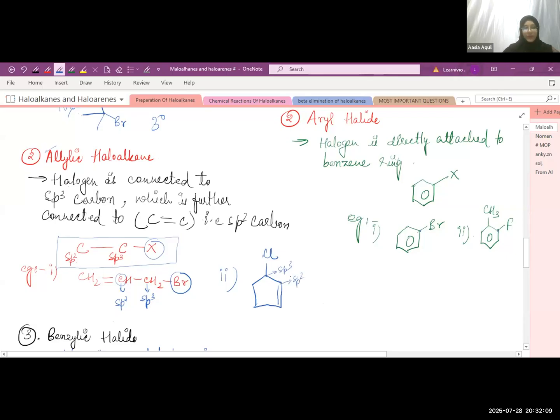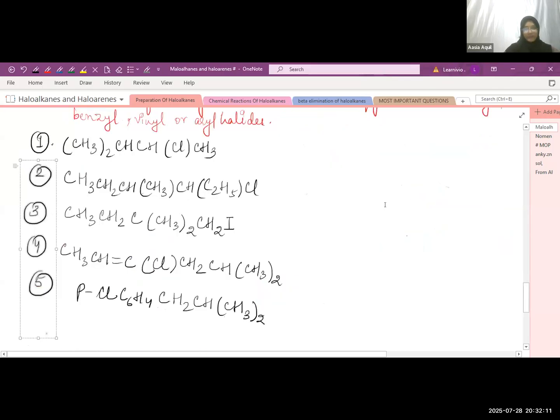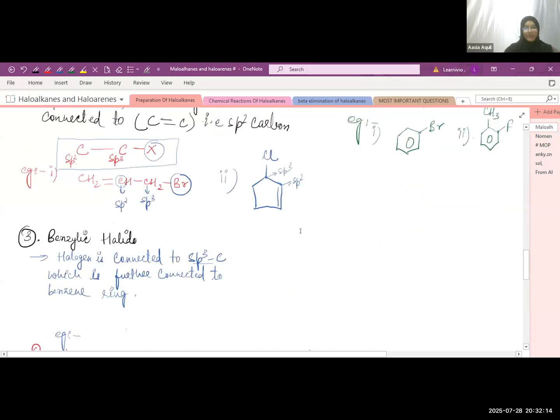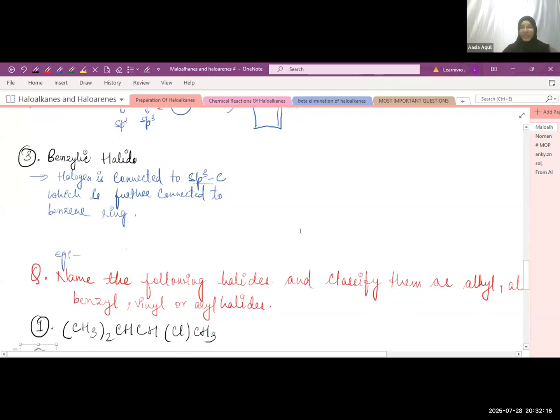Okay. Now the third type is benzylic halide. Again, this is a type when the halogen group is directly attached to an sp3 hybridized carbon, right? But in this case, what happens? The halogen is connected to an sp3 hybridized carbon, and that sp3 hybridized carbon is attached directly to the benzene ring. So that's the benzylic type of halide.